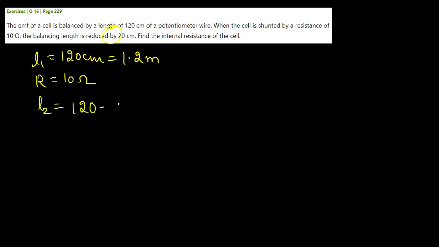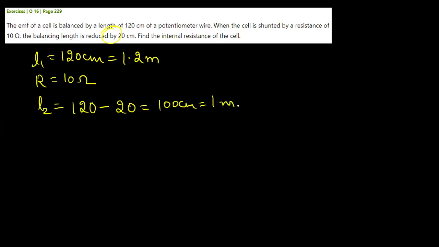The EMF of a cell is balanced by a length of 120 centimeter. So length L1 is given as 120 centimeter, converted to meter, 1.2 meters, of a potentiometer wire. When the cell is shunted by a resistance capital R of 10 ohm, the balancing length is reduced by 20 centimeter. Reduced by 20 means initially it was 120, now 120 minus 20, that will be 100 centimeter, that is 1 meter.